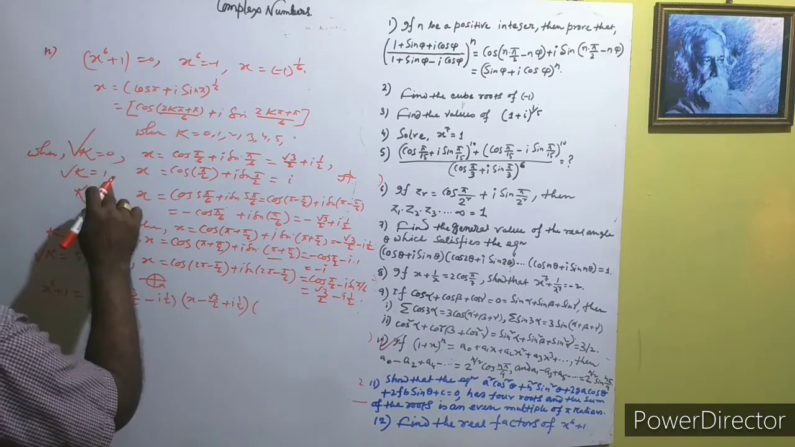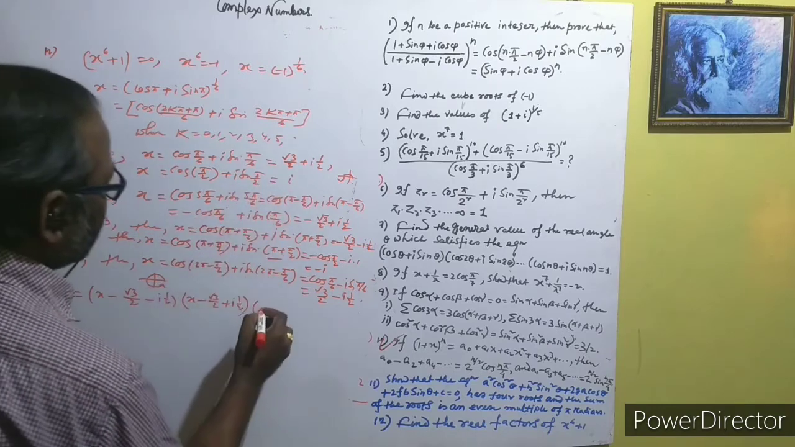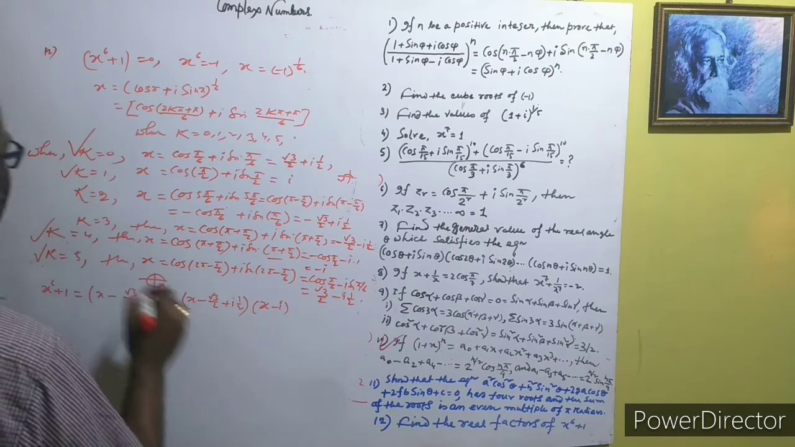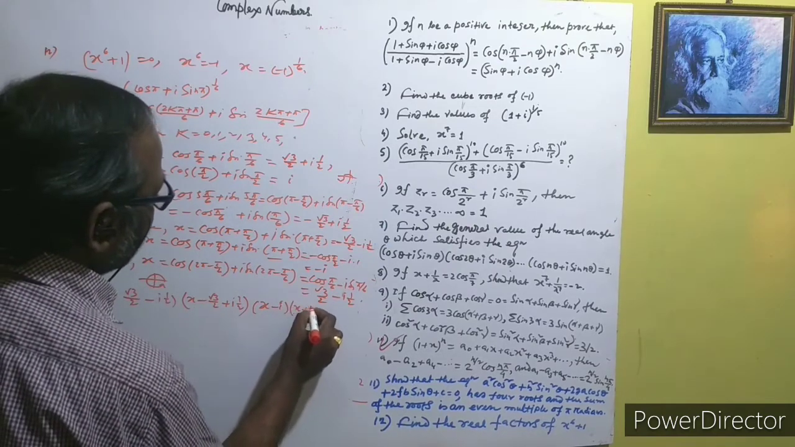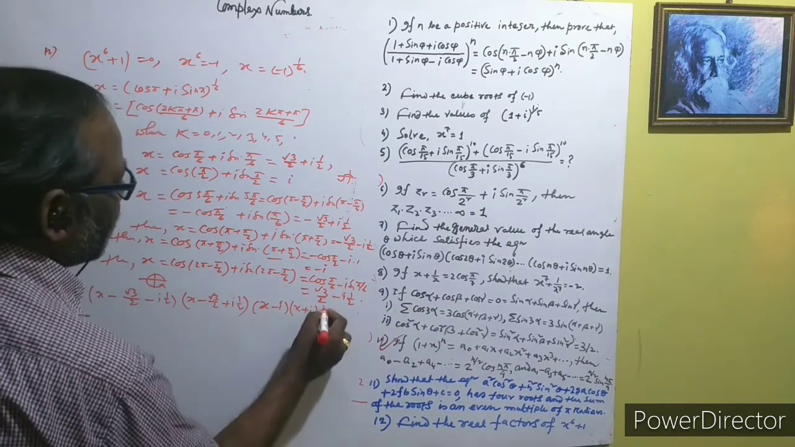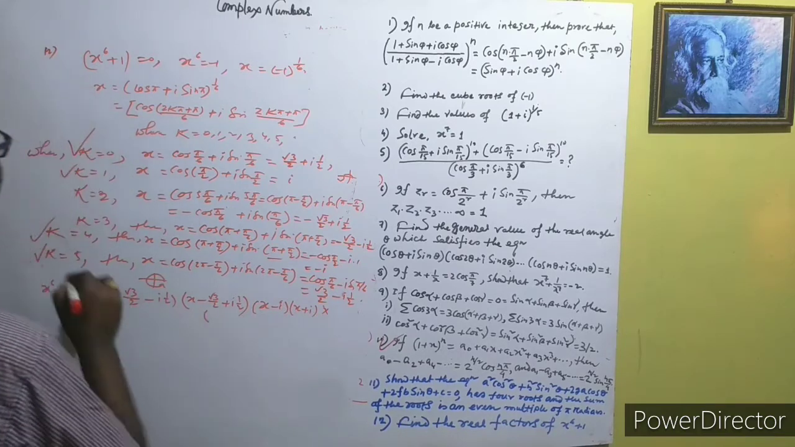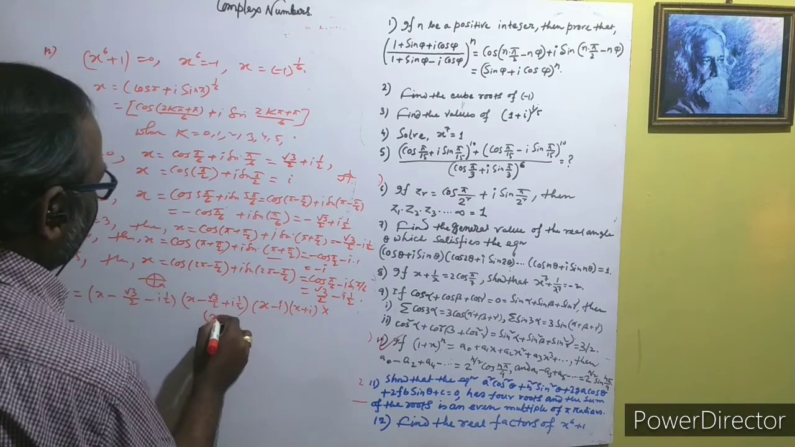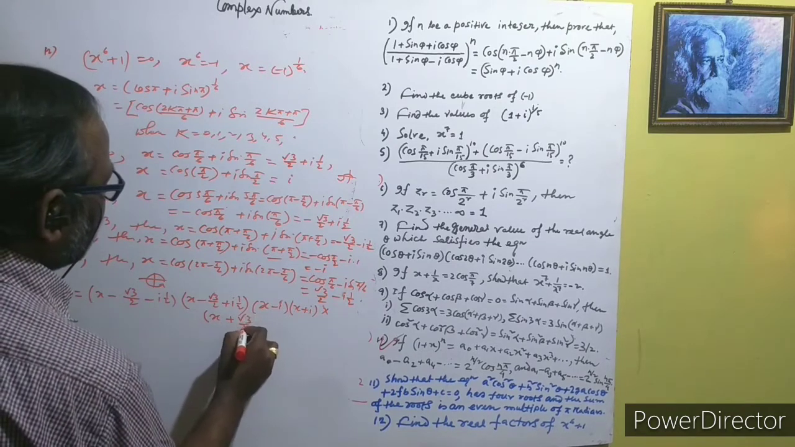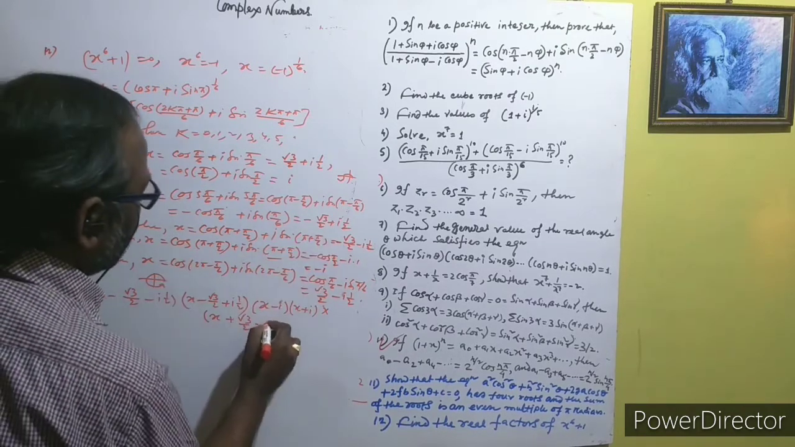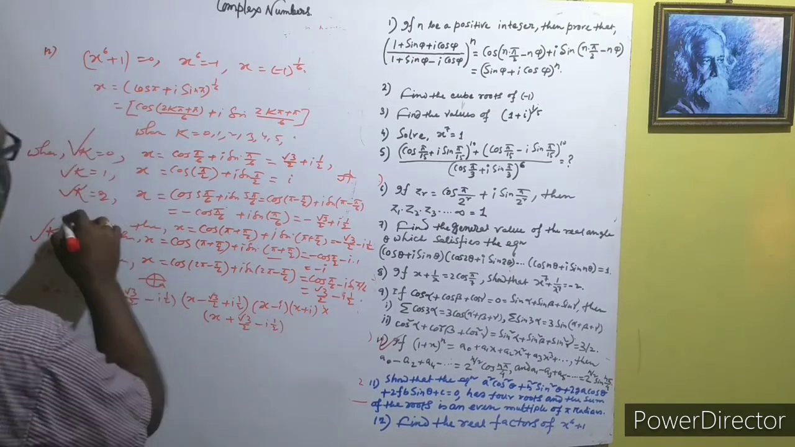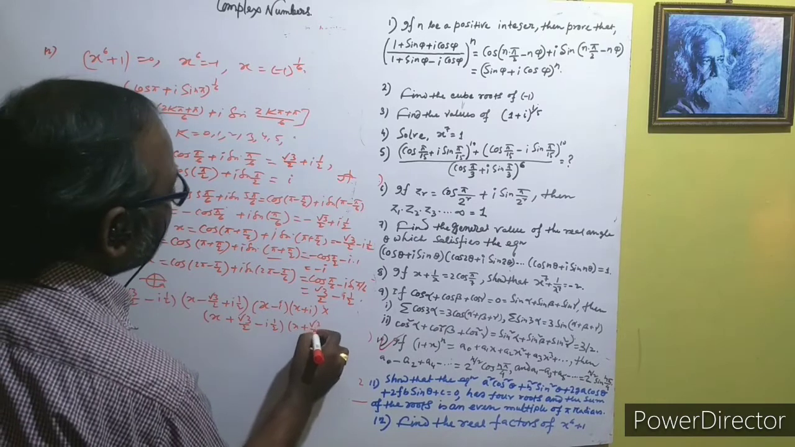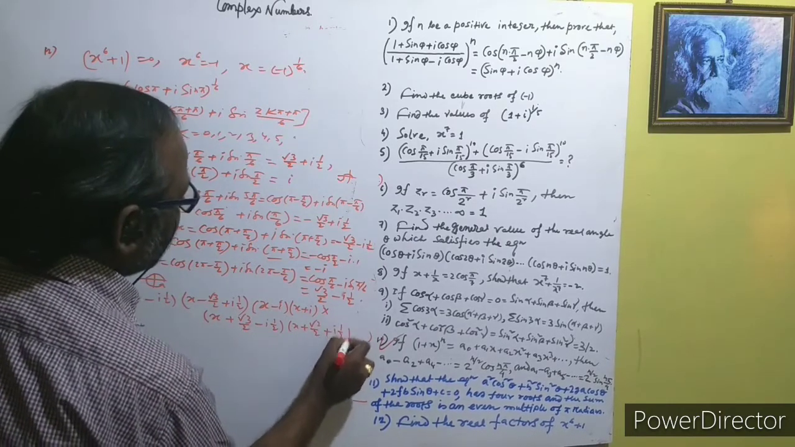Taking x equal to i for k equal to 1, we get the factor x minus i. Then for k equal to 4, we get x plus i. Again for the other two: if we take k equal to 2, we get the factor x plus root 3 by 2, shifted to the left. And for 3, we get x plus root 3 by 2 plus i into half.